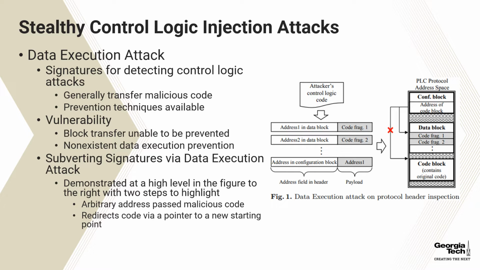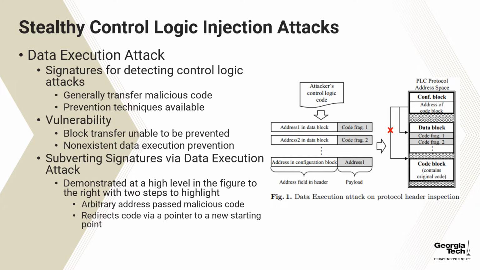2 observations in communication protocols for PLCs make them vulnerable. First, signatures cannot block the data blocks because they are required for proper execution of the code, namely by things such as HMIs. Second, you have PLCs which can have code executed at any place within them, therefore you could redirect execution to the malicious code. As can be seen to the right, at a high level, this is the key concept of a data execution attack. This is capable of evading signature detection for code blocks via the network.